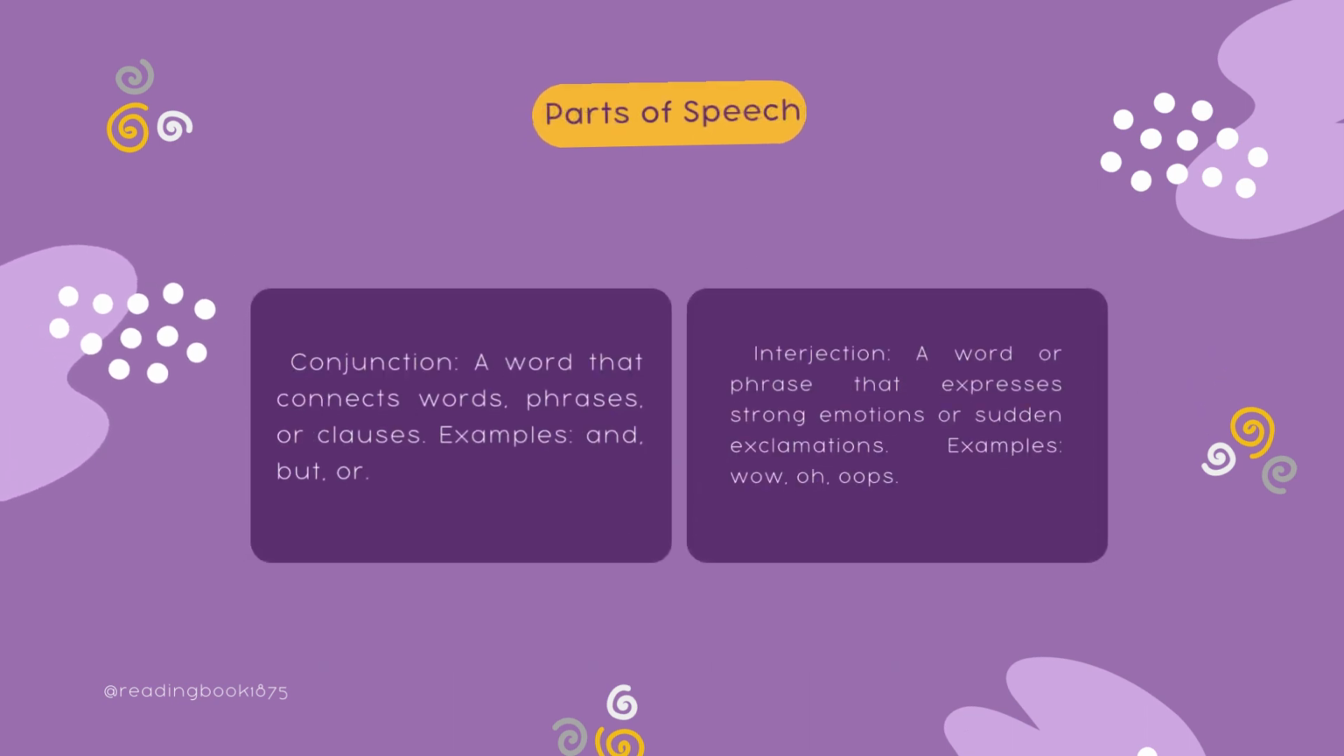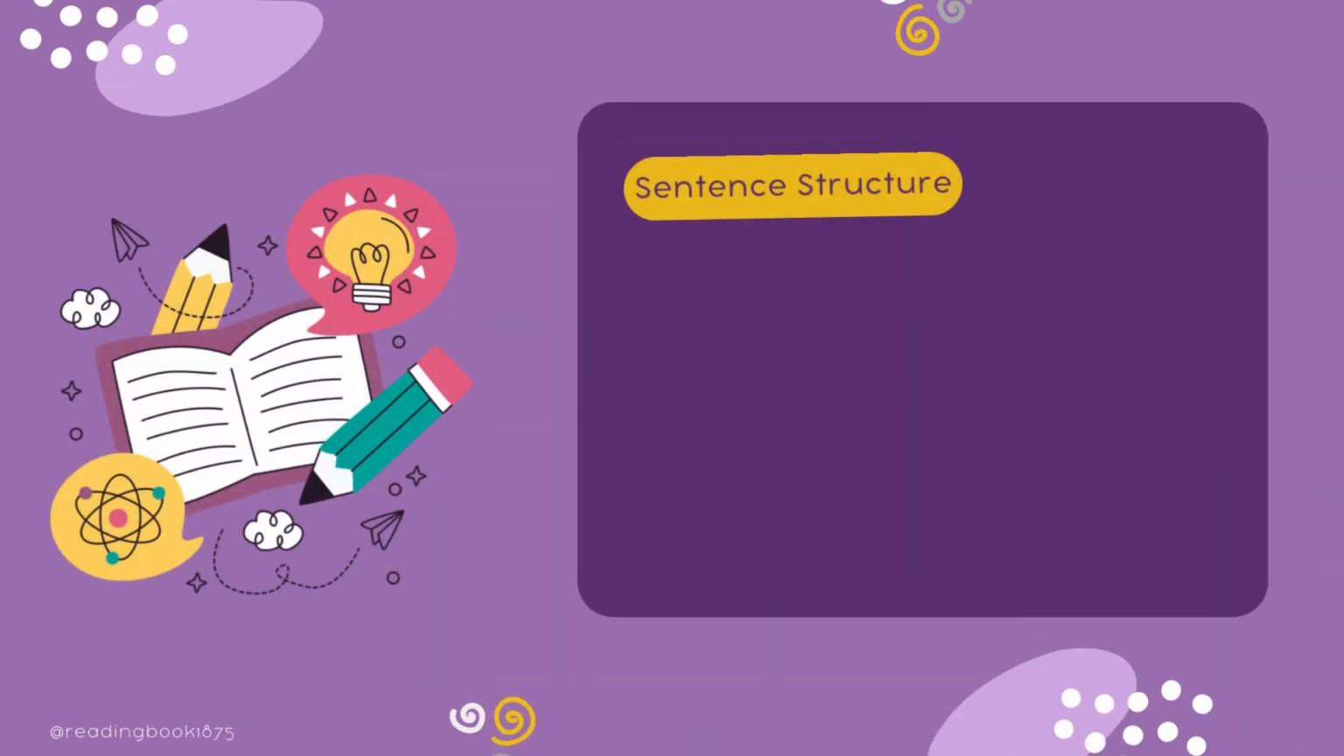Parts of speech. 7. Conjunction. A word that connects words, phrases, or clauses. Examples: and, but, or. 8. Interjection. A word or phrase that expresses strong emotions or sudden exclamations. Examples: wow, oh, oops.